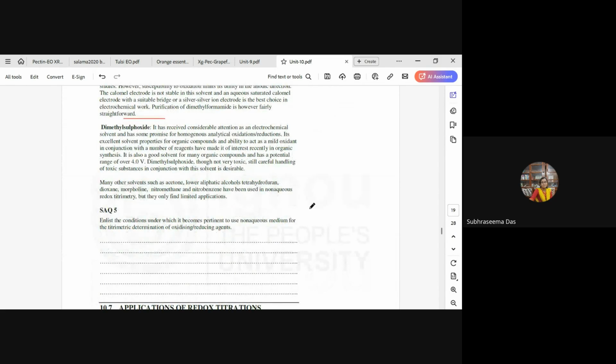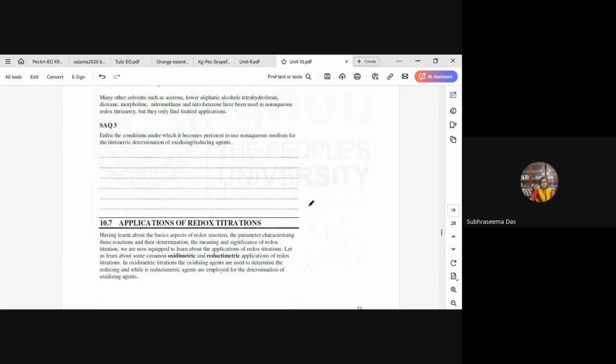Then dimethyl sulfoxide. DMSO has received considerable attention as an electrochemical solvent, because it acts as a mild oxidant in conjunction with other reagents. It is also a good solvent for many organic compounds, and it has a potential range of over 4 volts. DMSO is not very toxic, and it can be used quite easily. Many other solvents like acetone, tetrahydrofuran, and dioxane have been used in non-aqueous titrimetry, but they are quite limited.